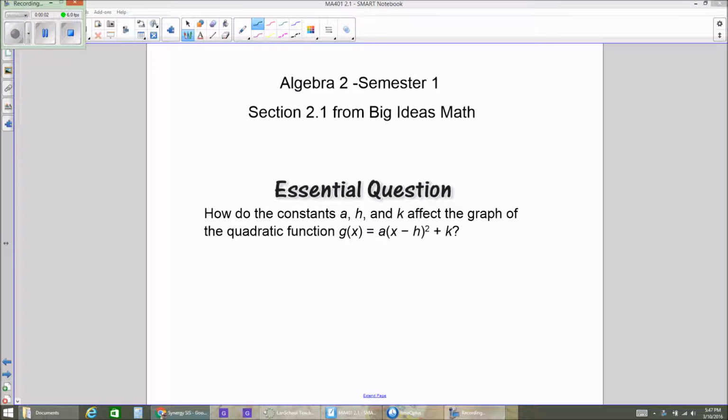Okay, welcome back to Algebra 2. This is Chapter 2, Section 1. We're still doing transformations, but now we are going to do transformations of quadratics. So our essential question is how do the constants a, h, and k affect the graph of the quadratic function of the form g of x equals a times the quantity x minus h squared plus k.